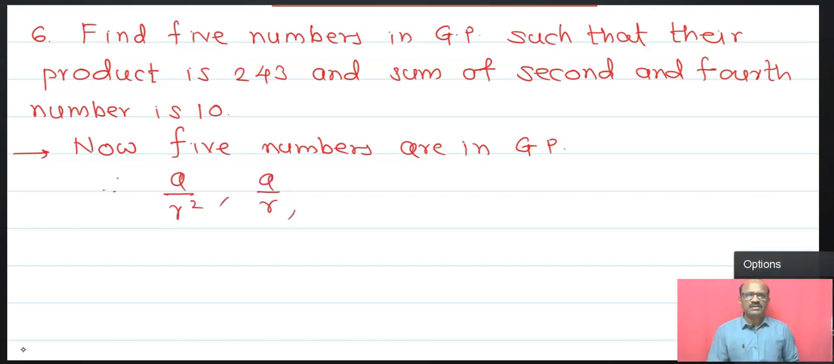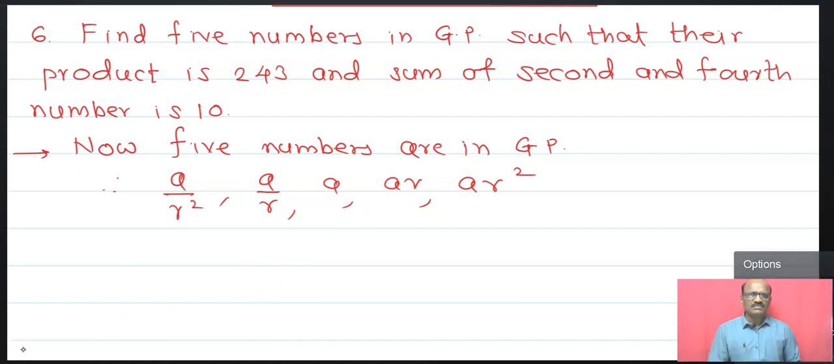The numbers are like this: A upon R square, A upon R, A, AR and AR square. Now, what is the first condition given? Their product is 243, meaning the product of all the terms. And the sum of the second and the fourth term is 10. The product of all the terms, A upon R square, A upon R, A, AR and AR square, is equal to 243. And the sum of the second and the fourth term, the second term is A upon R and the fourth term is AR, is equal to 10.